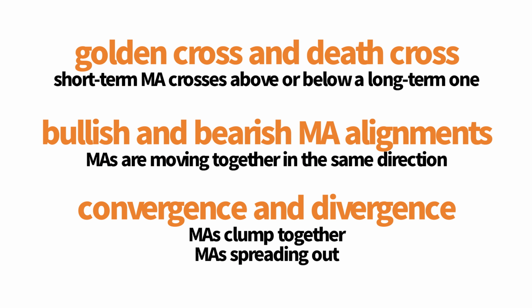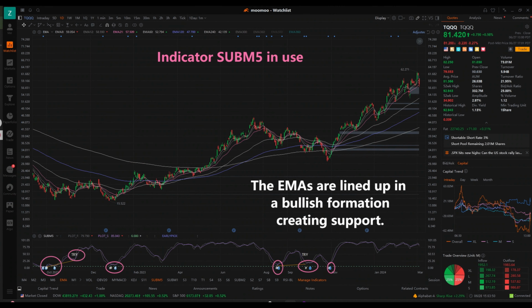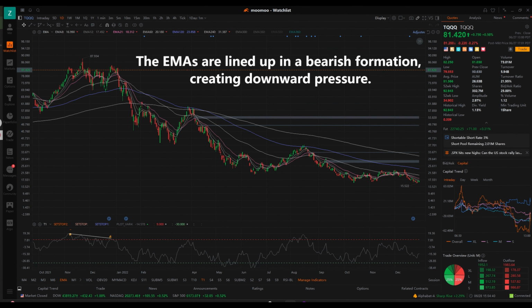Next, bullish and bearish MA alignments. When a few MAs are moving together in the same direction, either all rising or all falling, we call that a bullish or bearish alignment. These often show up in strong trends. Bullish alignment, the rally's likely got legs. Bearish alignment, the slide's not over yet. Wait for lines to flatten or cross before jumping in the opposite way.